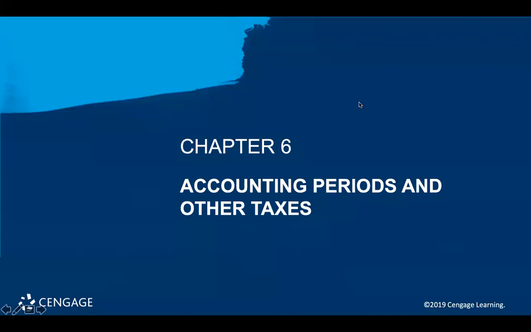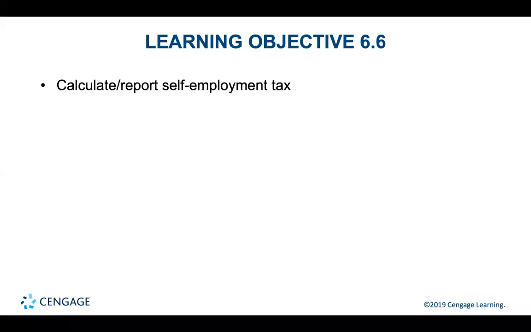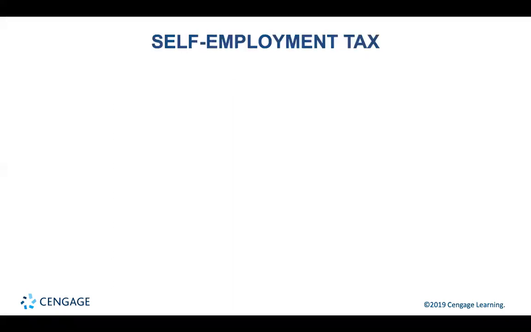Chapter 6, Accounting Periods and Other Taxes. 6.6 discusses calculating and reporting self-employment tax. In previous chapters, we talked about a Schedule C, a self-employed taxpayer, and how they are subject to self-employment tax. In this objective, we'll discuss how to calculate the self-employment tax.